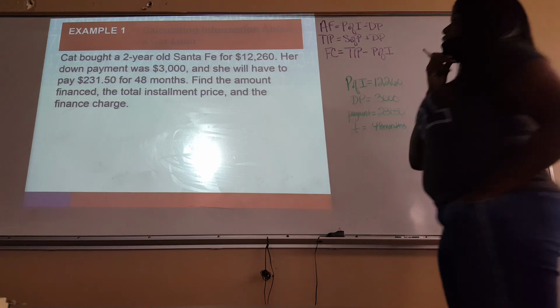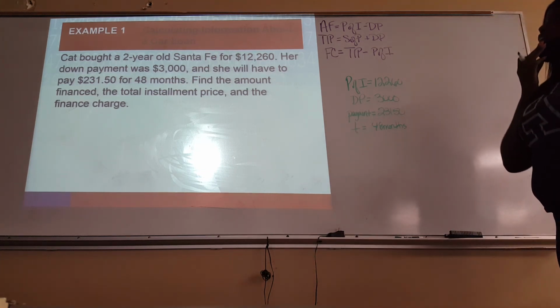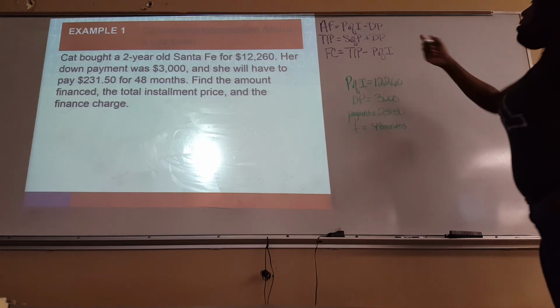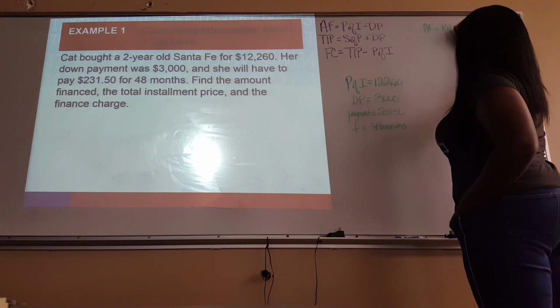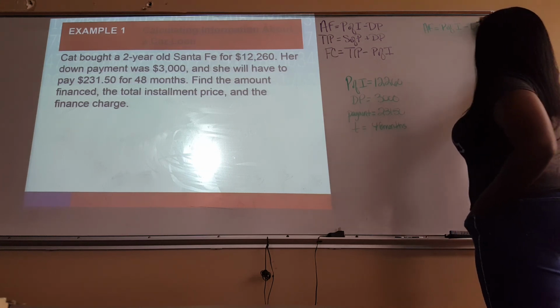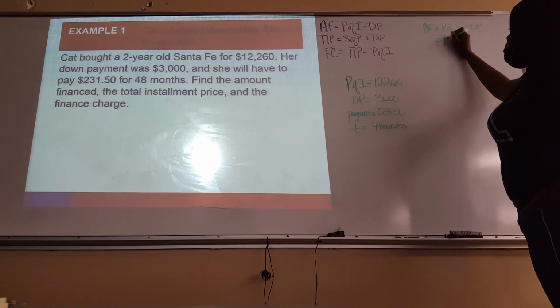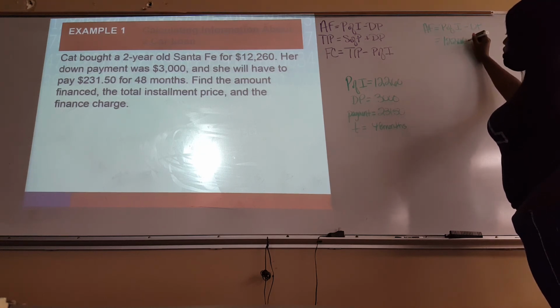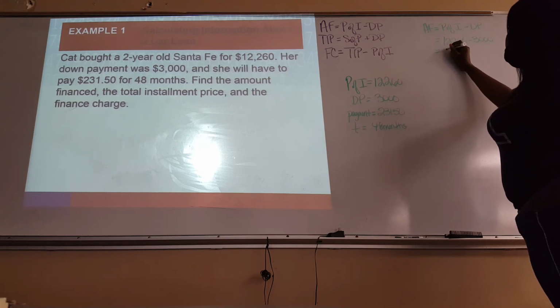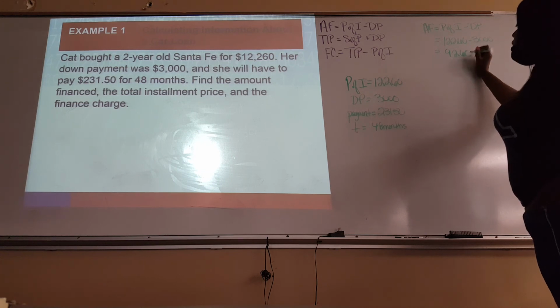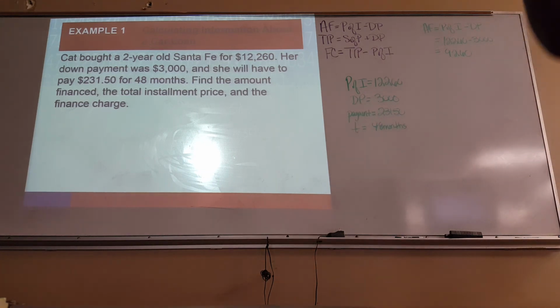So with everything that we're given, we're able to identify and plug in to our problem. The first thing we're going to look for is amount financed, which is the price of the item minus the down payment. So we plug in $12,260 minus $3,000, and we get $9,260. So our amount financed is going to be $9,260.